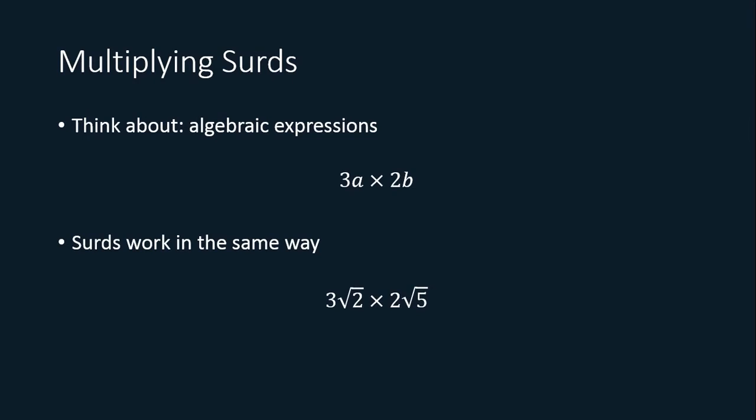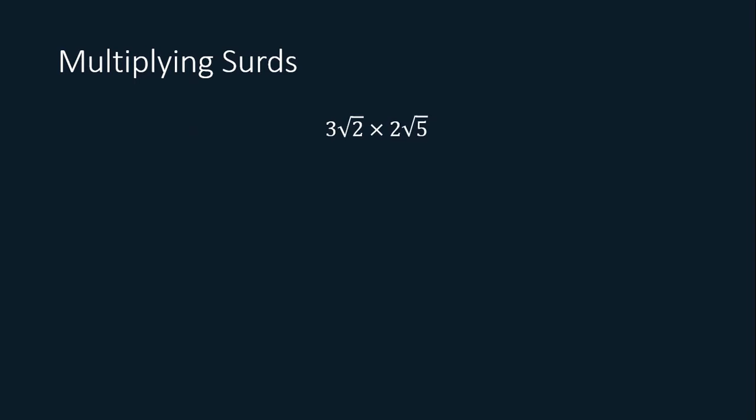And let's look at this example in detail. We have 3 root 2 times 2 root 5. So we're going to expand that out to show all the multiplication signs that aren't necessarily shown here. We have 3 times root 2 times 2 times root 5. Since multiplication is associative, we can change the order of these terms and the order doesn't change anything. So we'll put the rational components first, that's 3 times 2, and the irrational components second, which is root 2 times root 5.